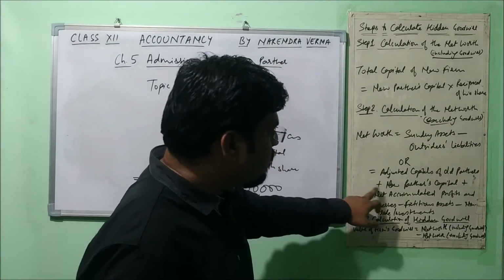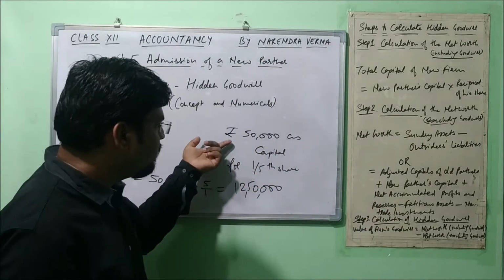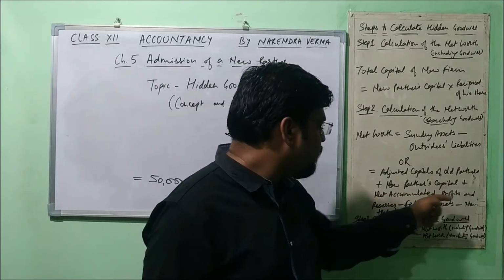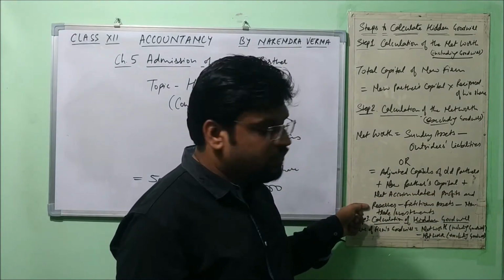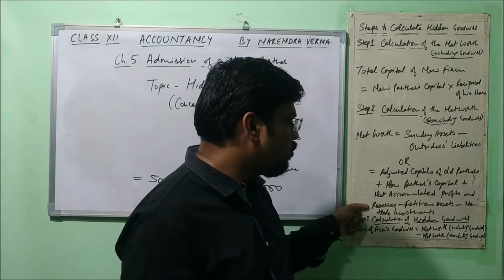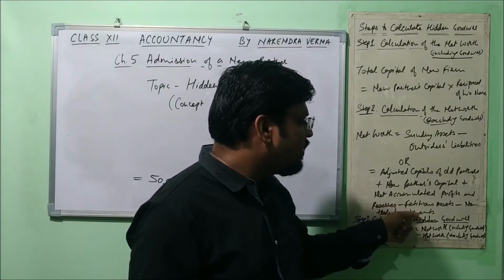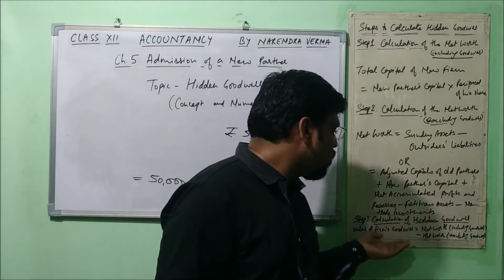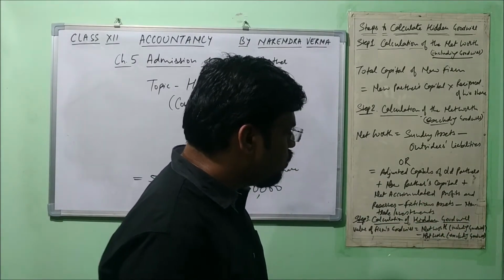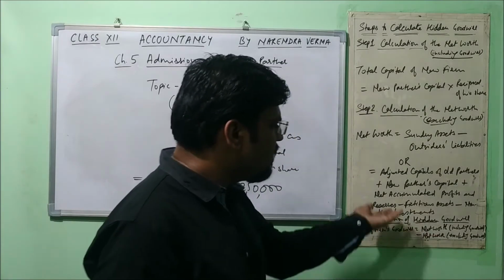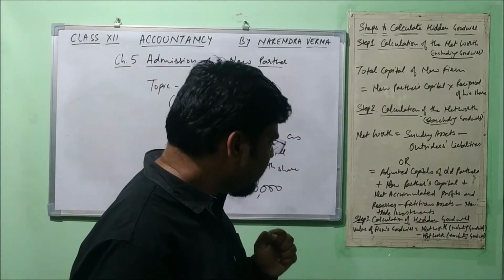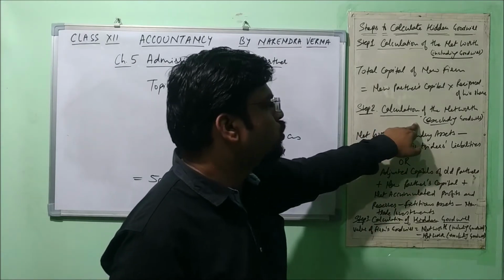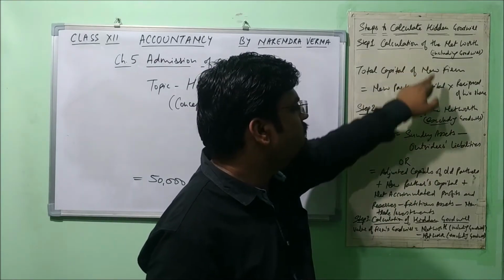Plus new partner's capital as it is given here, this one. Plus net accumulated profits and reserves, if any. If any profit and reserve is given, that will be added. Minus fictitious assets, you know very well what the fictitious assets are. Minus non-trade investment. Or you can put here any kind of losses, that is also supposed to be subtracted.